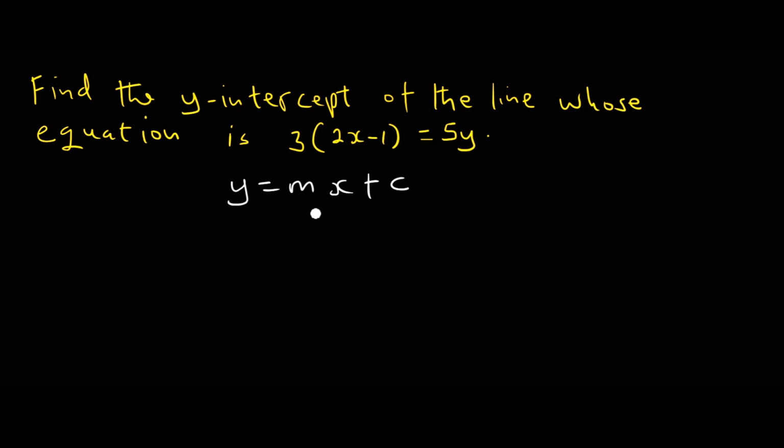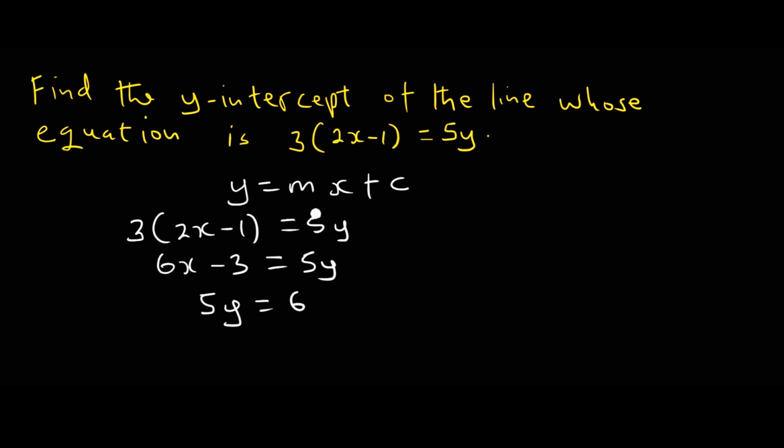So the equation that we have is 3(2x - 1) = 5y. So we just open up this bracket so that we have 6x - 3 = 5y, which we can write as 5y = 6x - 3. So we can divide both sides by 5 so that we have the equation in the form y = mx + c as y = 6/5 x - 3/5.